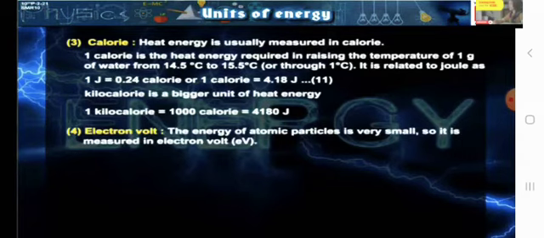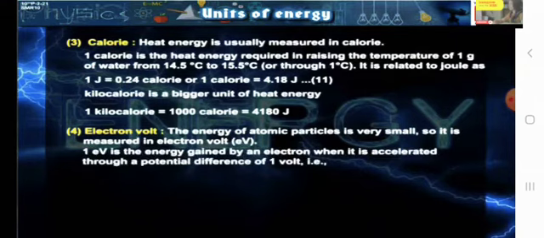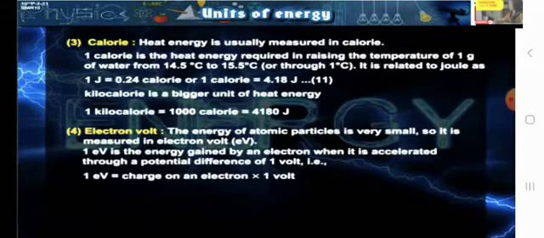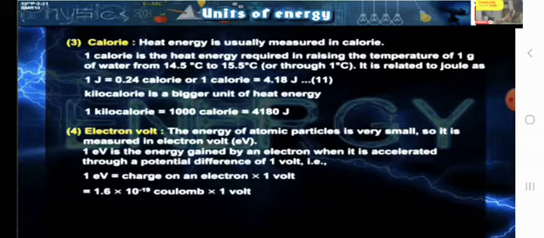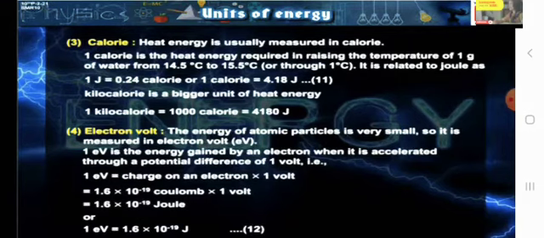4. Electron volt. The energy of atomic particles is very small, so it is measured in electron volt, eV. 1 electron volt is the energy gained by an electron when it is accelerated through a potential difference of 1 volt. That is, 1 electron volt is equal to charge on an electron into 1 volt, which equals 1.6 into 10 raised to minus 19 coulomb into 1 volt, which equals 1.6 into 10 raised to minus 19 joule, or 1 electron volt is equal to 1.6 into 10 raised to minus 19 joule. Let this be equation 12.